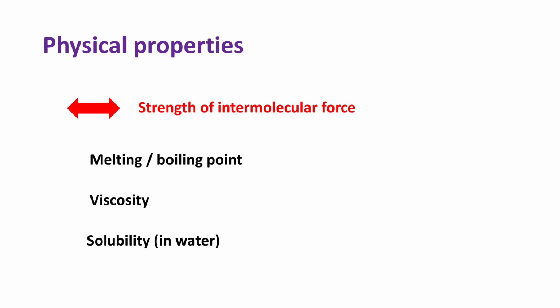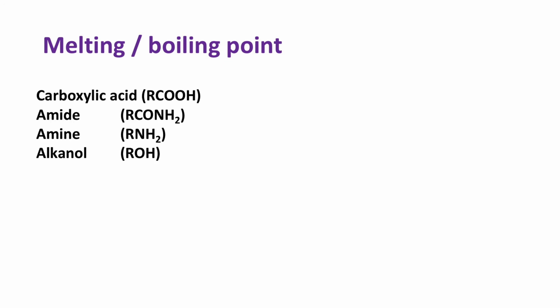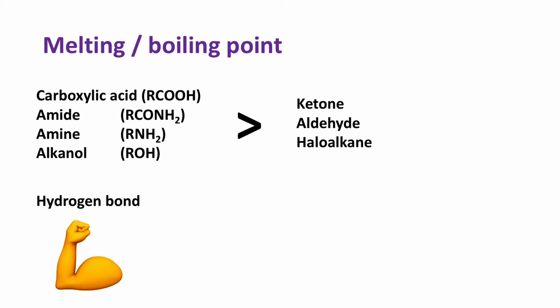Next, we will have a short discussion of the physical properties of different homologous series. Just like what we have learned before, the following physical properties can be predicted in terms of intermolecular forces. For example, carboxylic acid, amide, amine, or alkanol will have higher melting point or boiling point than the other homologous series because they contain hydrogen bonds, which are the strongest intermolecular force. Ketone, aldehyde, and haloalkane will follow because they are polar molecules, which also have stronger van der Waals forces.